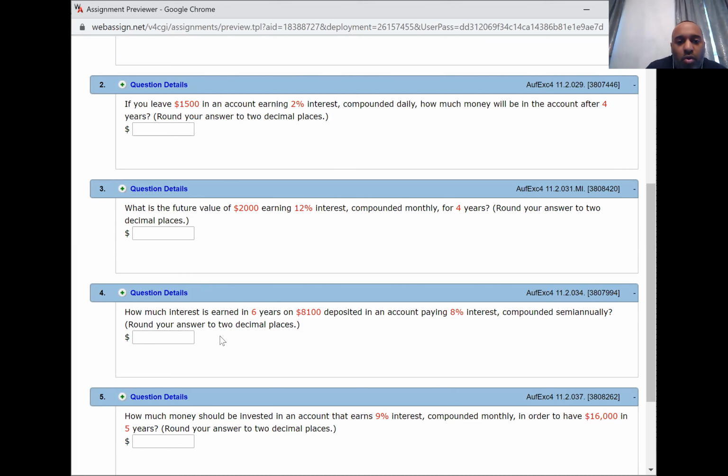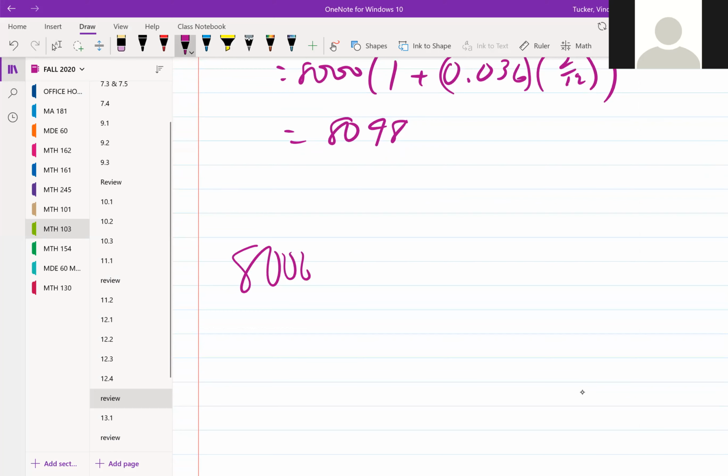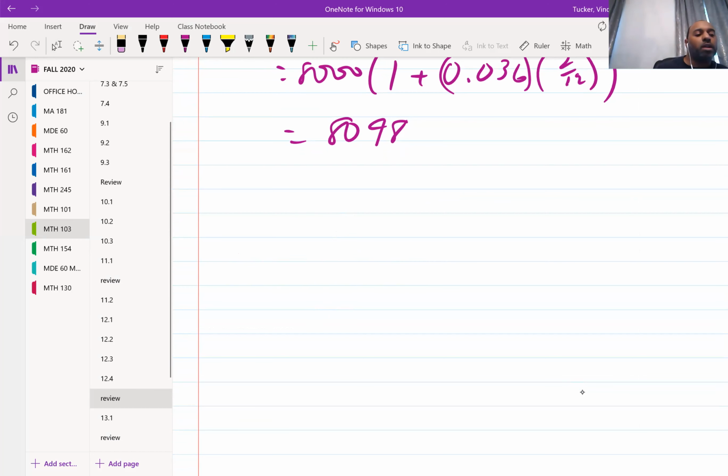All right. So you said number 4, how much interest is earned in 6 years? $8,100 deposit in account, paying 8% interest, compounded semi-annually. Right. So what I did here is 8,400, and then I did parentheses 0.09 parentheses, and then I did 8, and then that's it. Now this one in 11.2, you're gonna use the compound interest formula. It's a different formula. Oh, shoot. I messed up then. Yeah.